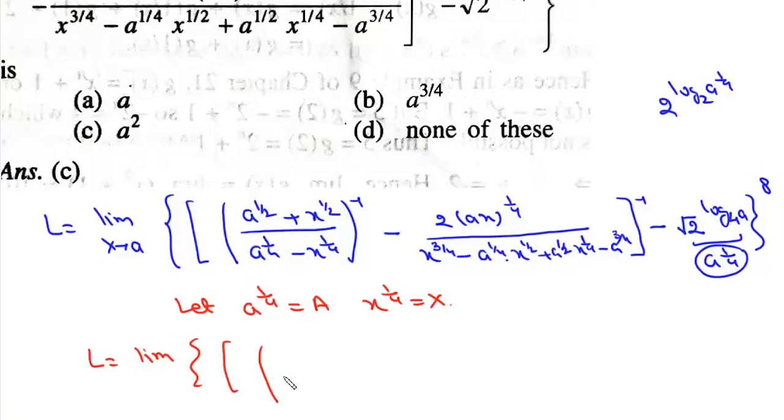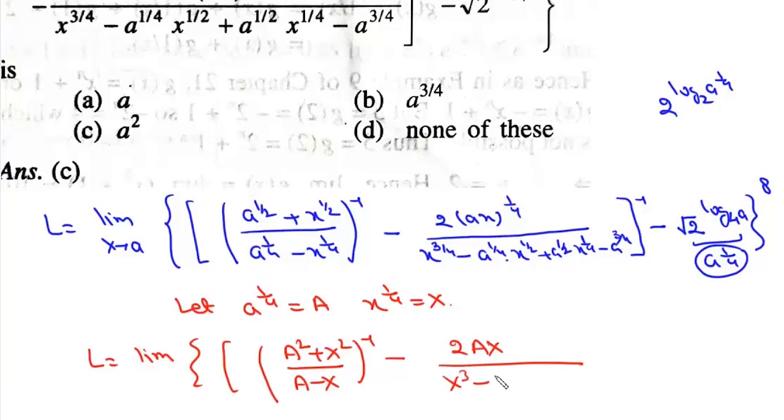and here it will be A square plus X square upon A minus X, to the power minus 1, and then minus 2AX upon X cube minus AX square plus A square X minus A cube, whole to the power minus 1, and then minus A, whole to the power 8.